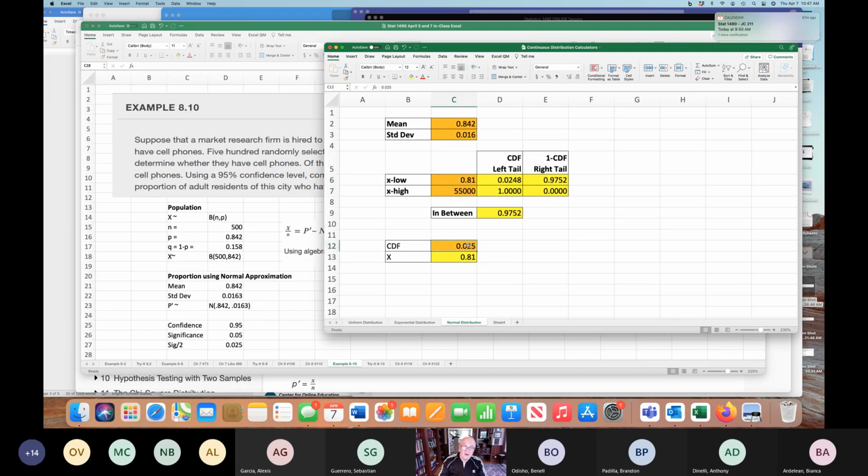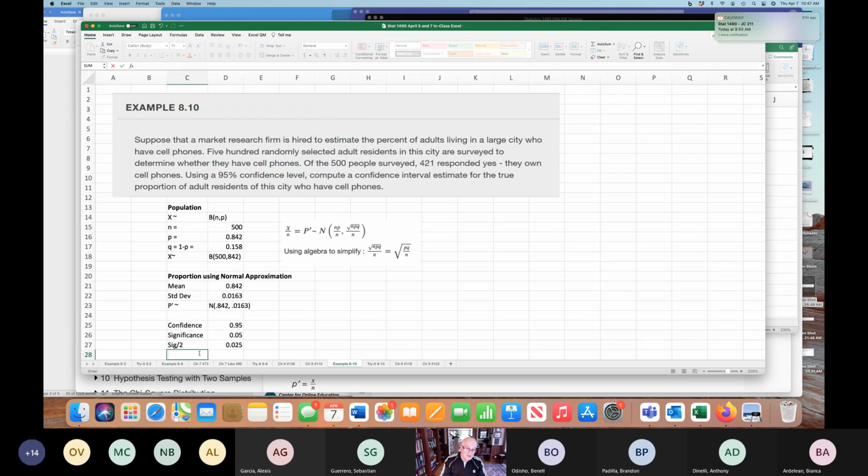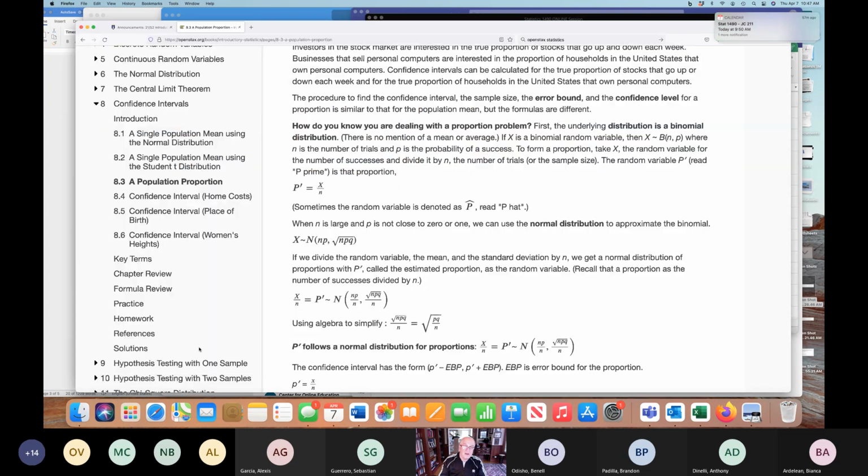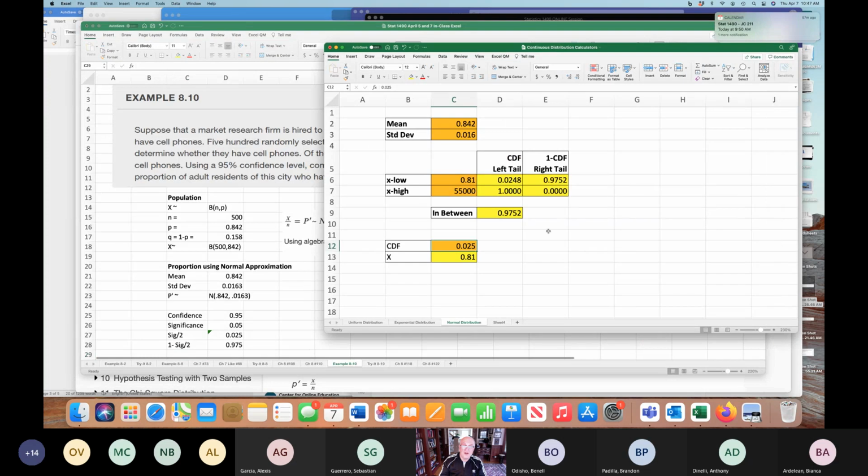And then I want to find the upper tail, the right tail, which is going to be 0.025. So 1 minus significance over 2 is going to be equal to 1 minus that thing, 97.5%. I want the 97.5 percentile, and that's 0.87.